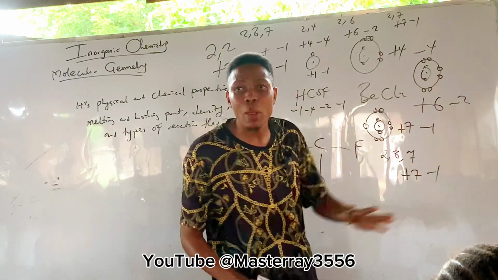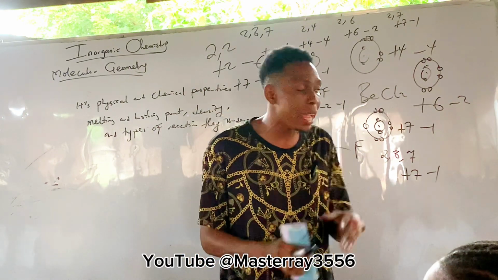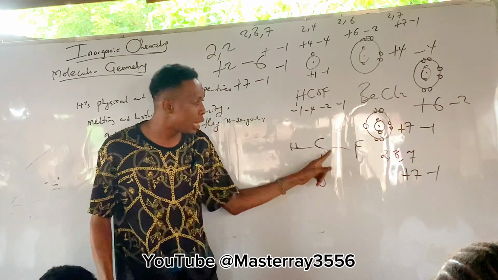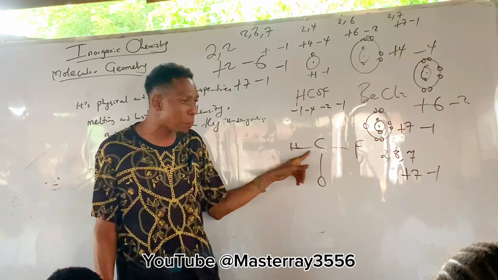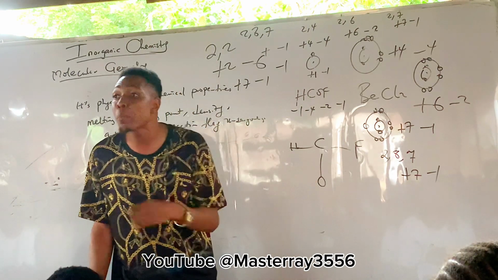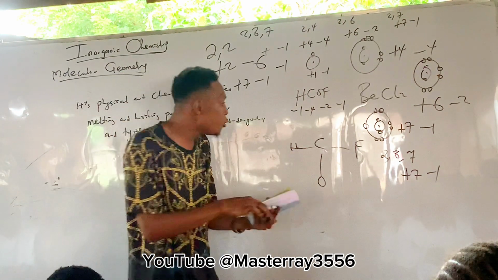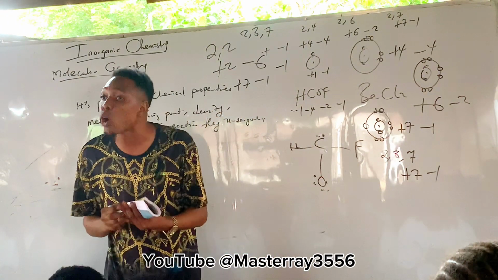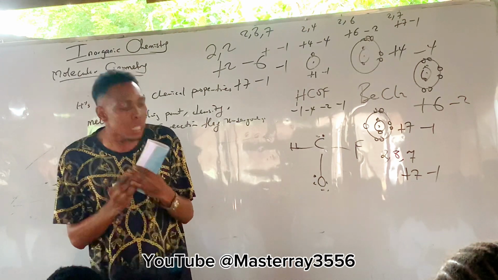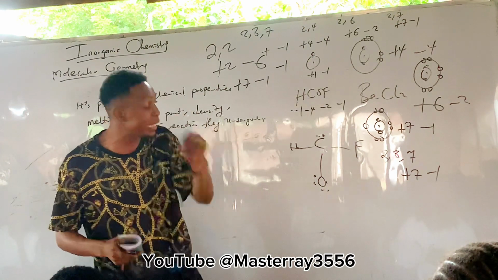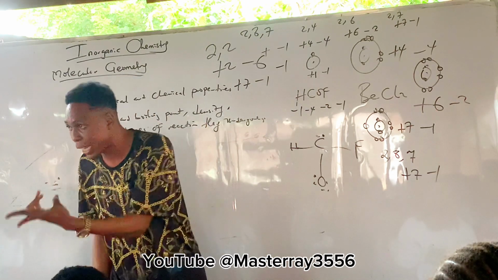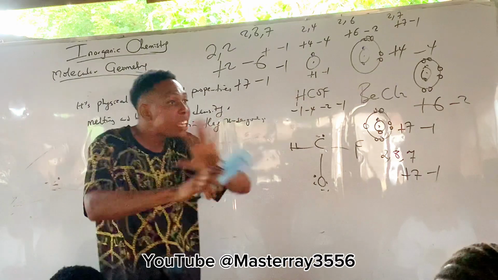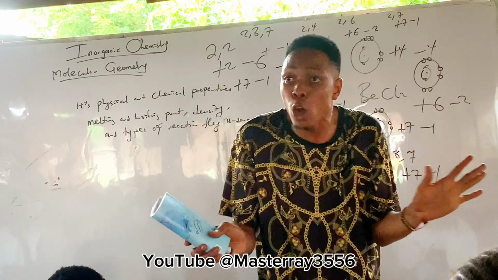Are you getting me? We have lone pair and we have bond pair. If you have something like this, this is the bond. This is what? A bond. And this is what? A bond. This bond is known as bond pair. Then if you have dots around it, those dots are known as what? Lone pair. Now, like I said, we have molecules in which the central atom will have a lone pair. We also have molecules in which the central atom will not have any lone pair.